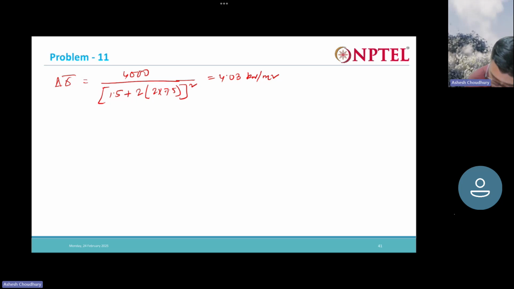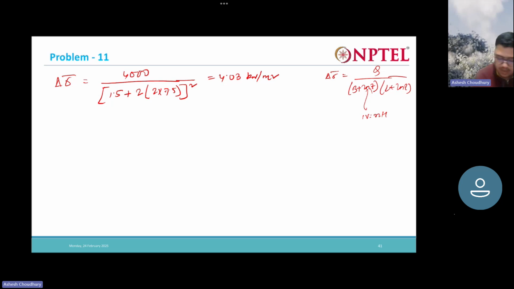So how did you get this? Delta sigma is nothing but Q by (B plus 2NZ) into (L plus 2NZ). Since it is a square footing here, we can do it like this. If it's a rectangle, you can do it like this. And this is nothing but 1 vertical to N horizontal, this is the N slope.